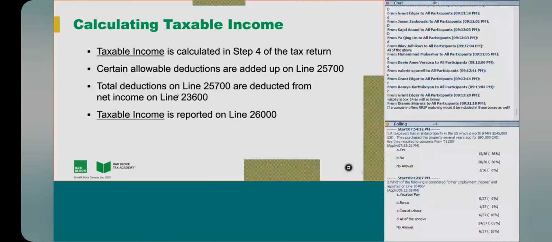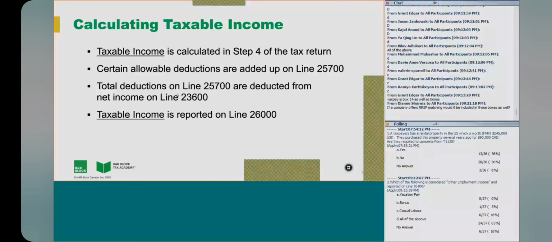So the taxable income, then, we calculated in step 4 of the return. Again, we add up the allowable deductions. They're added up on line 25700, which are then deducted from the net income, which has been brought forward from line 23600, and the taxable income is reported on line 26000.